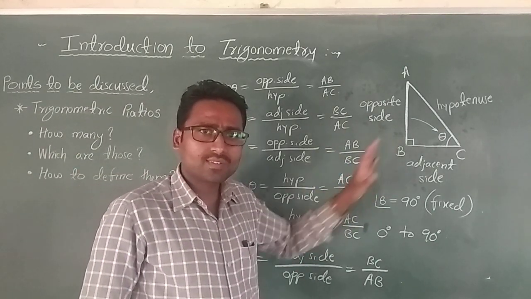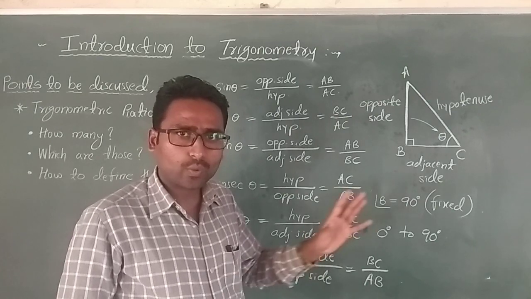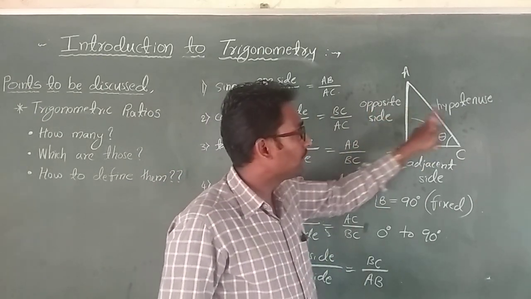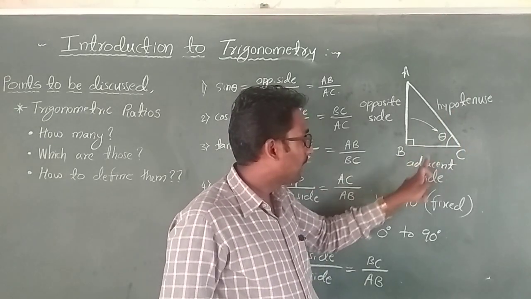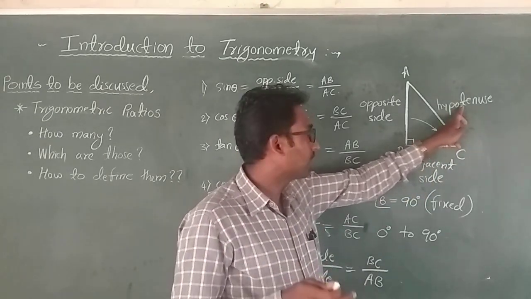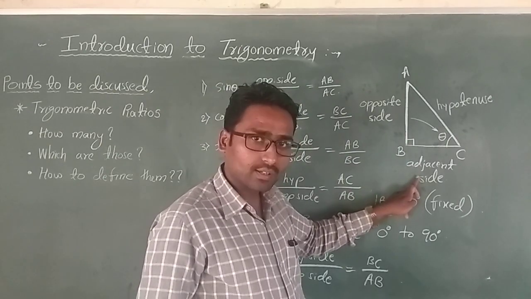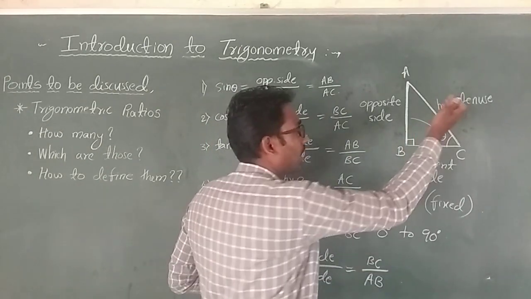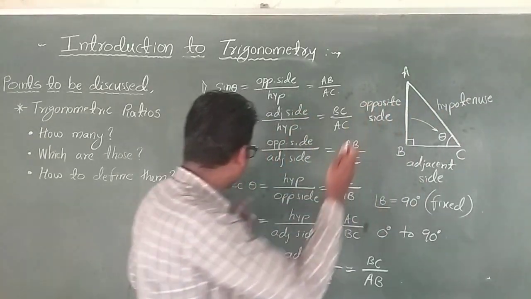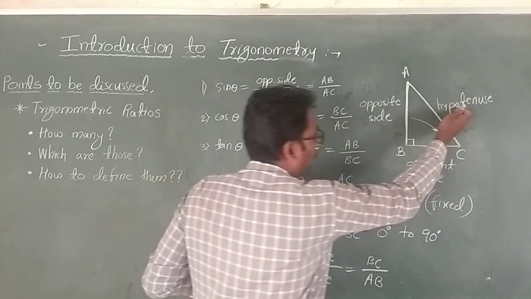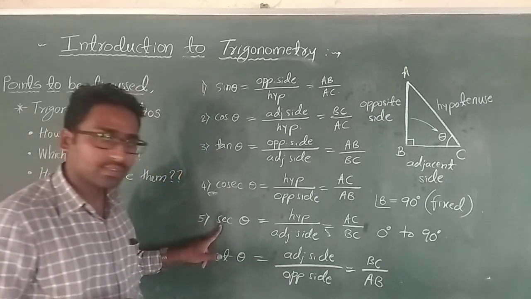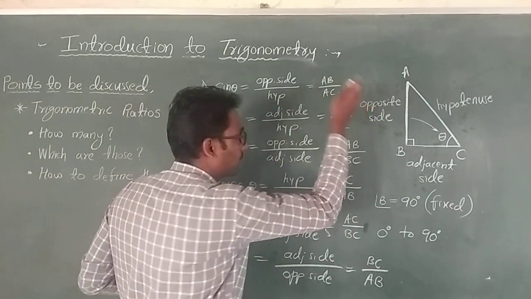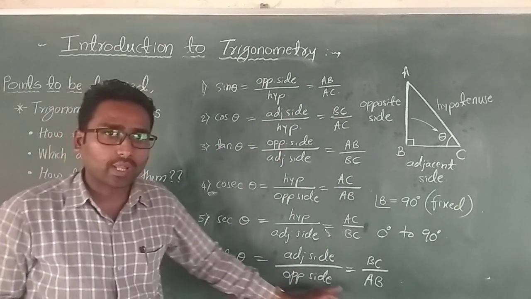Students, these are very easy to understand according to the diagram. If you see the diagram here, opposite by hypotenuse is sine, adjacent by hypotenuse is cos, opposite by adjacent is tan. Then if you reverse, hypotenuse by opposite is cosec, hypotenuse by adjacent is secant, and adjacent by opposite is nothing but cotangent.